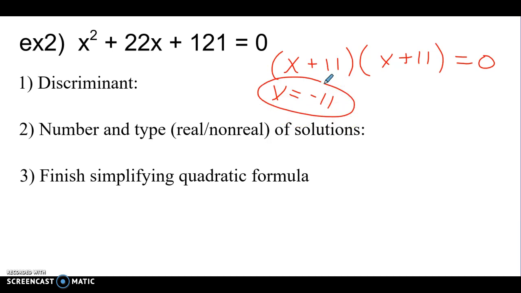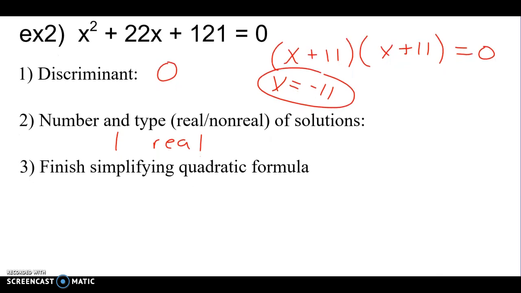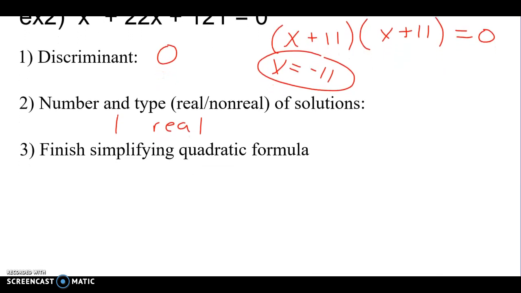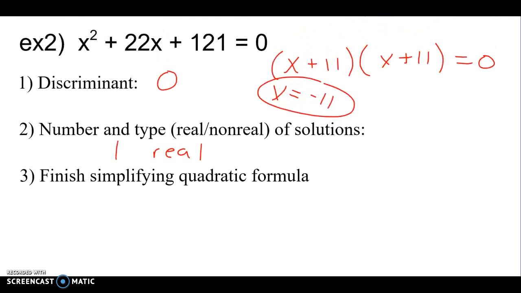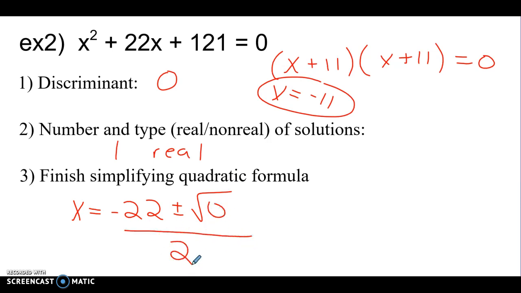Same thing. So how many and what type of answers do I already know I'm going to get? 1 real. And we also knew that because the discriminant was 0, if you found it, right? Now, hopefully, I wanted you to do the quadratic formula so you can see it still works. But if this was on a test, don't use the quadratic formula. So factor that, okay? But the discriminant is 0, so x equals negative 22 plus or minus the square root of 0 all over 2.